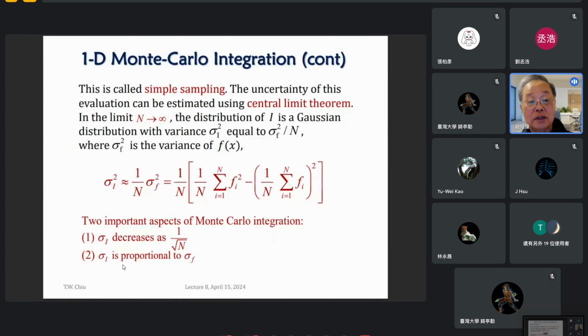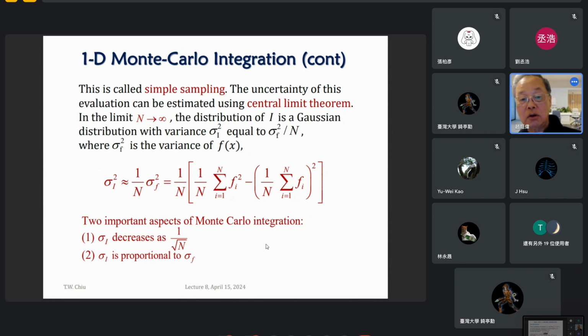Another important fact is that the error sigma I is proportional to sigma f. Sigma f is a measure of how the function f changes. If sigma f is a constant, then this is 0, so you can determine the integral with just one sampling, one point. If f is smooth, then sigma f will be small.